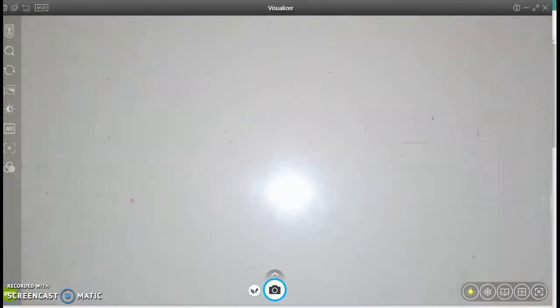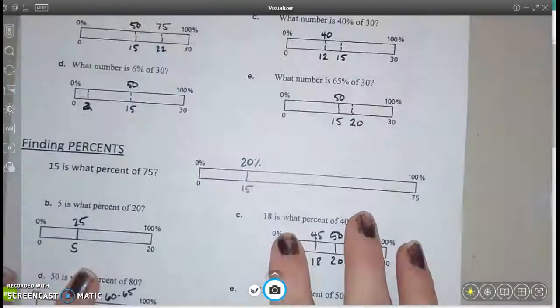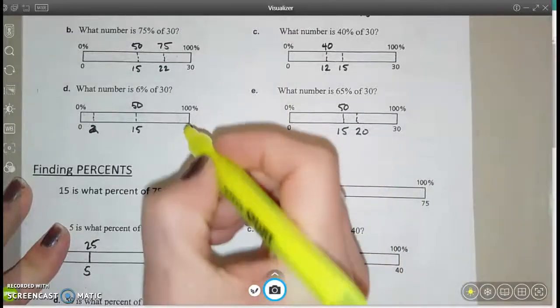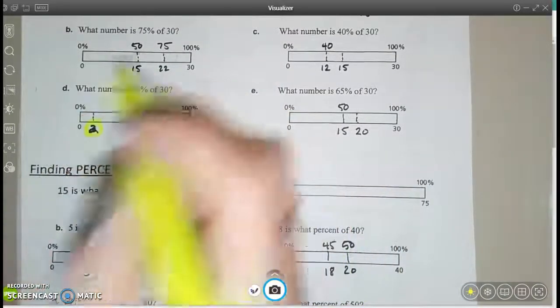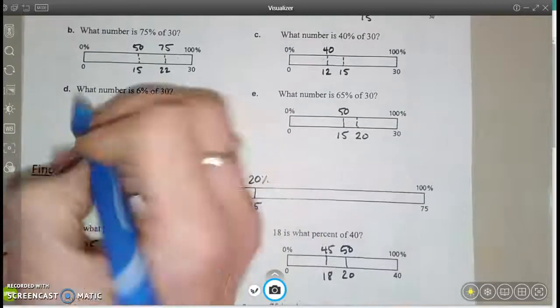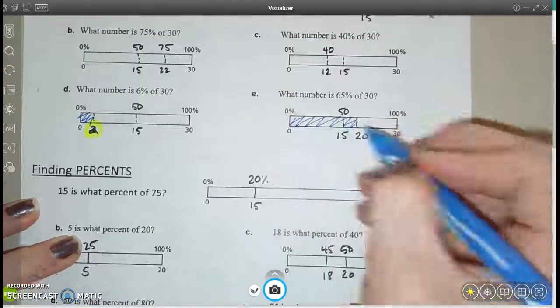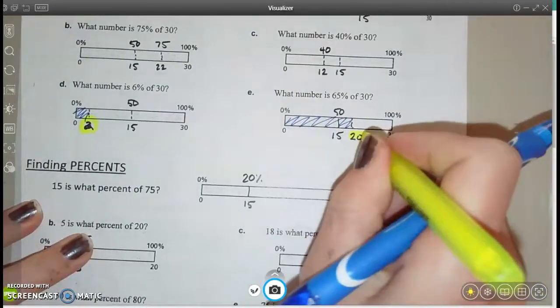All right, before I put the answers down, I want to mention that some of these are just estimates, right? You don't have to be exactly on, but we do want to check our bars, check our pictures, and have a reasonable answer, okay? So here we were looking for 6% of 30, so I estimated it was maybe about 2. 65% might go to here, so I get something maybe around 20.